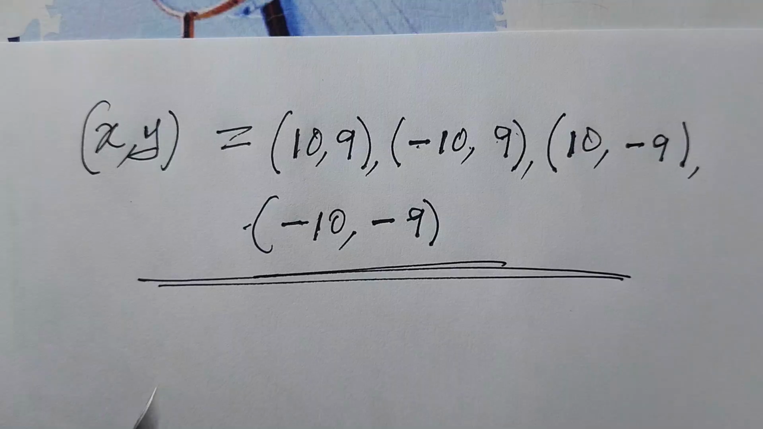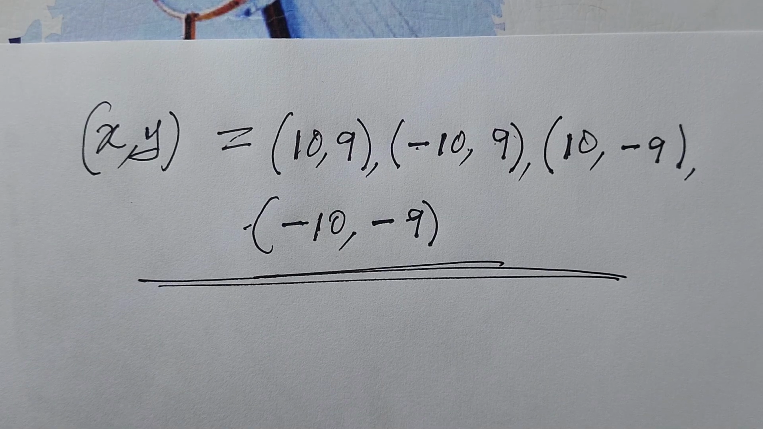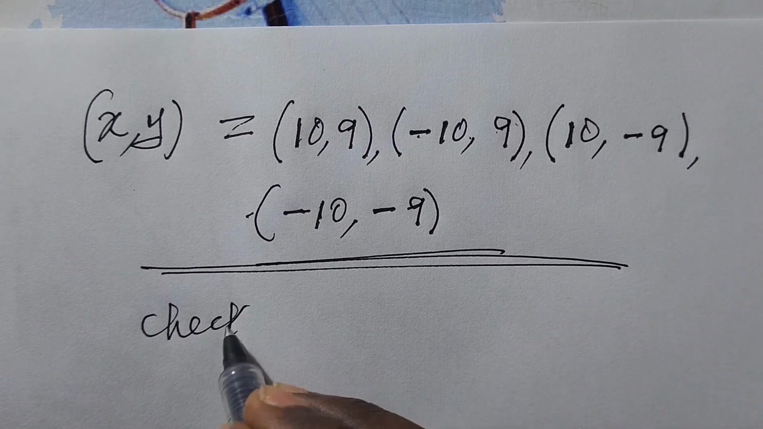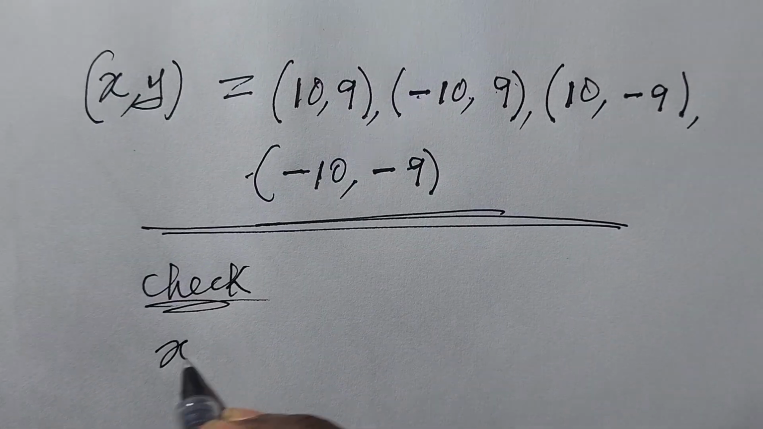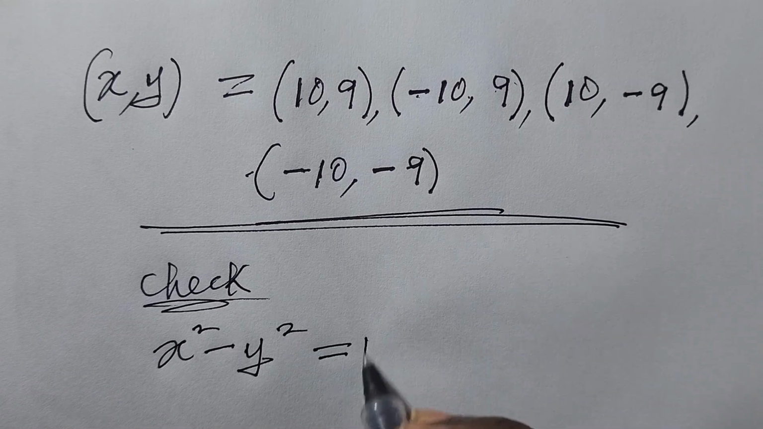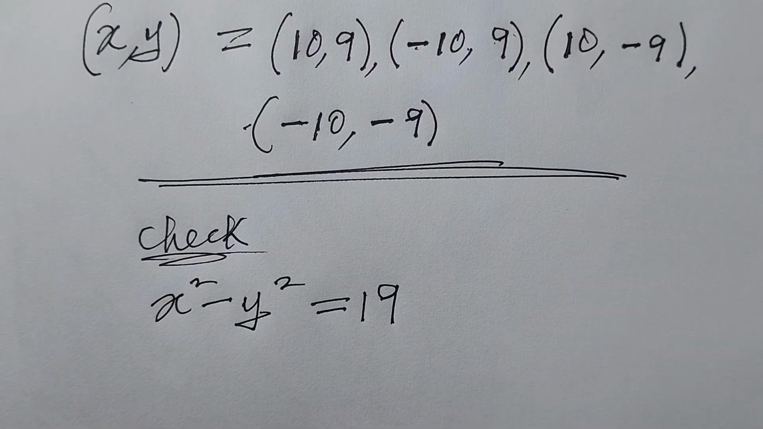Okay, so these are the four pairs of solutions that actually satisfy the original equation. And again, let's do a simple check. The original equation is x to the power of 2 minus y to the power of 2 equal to 19. Let's quickly check some of the roots to see if they satisfy the original equation. We're going to check the first and the last one.